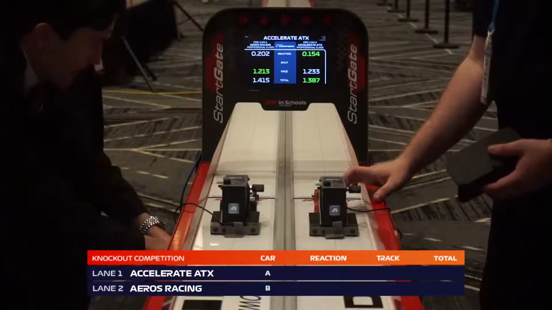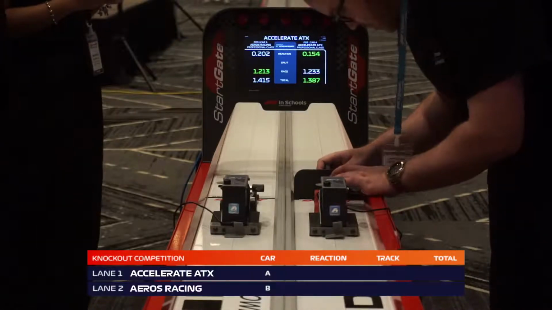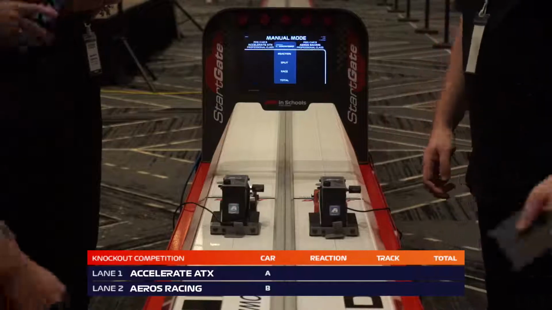Second race underway here. If we can wrap up any conversations to give our competitors the best environment here, just checking out the final setup. It'll be moments away.